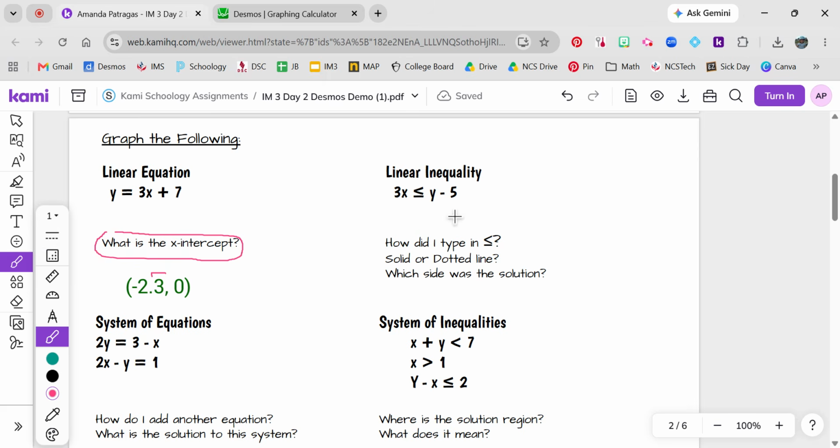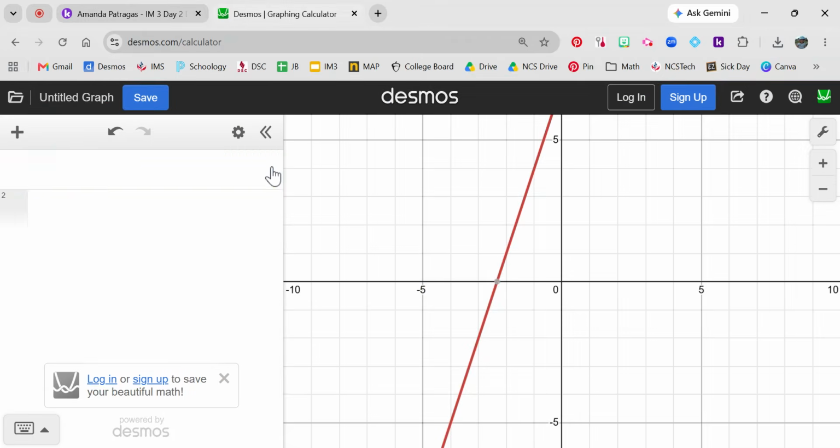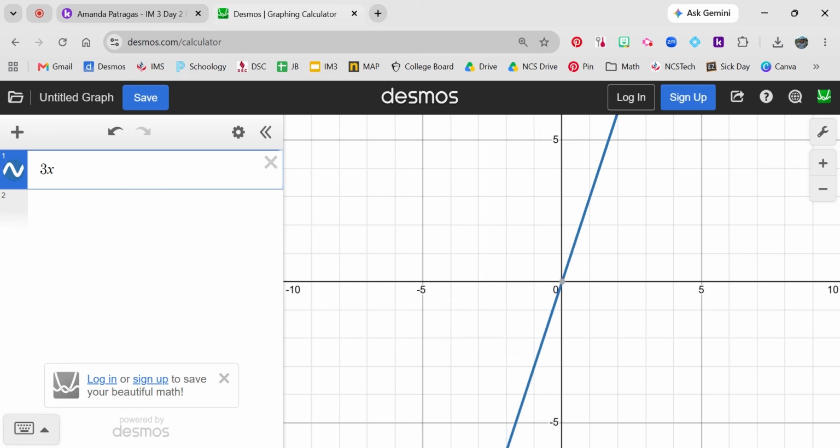All right, so let's look at our linear inequality here. We have 3x is less than or equal to y minus 5. So how do I type in the less than or equal to? Is it a solid or dotted line? And what side is the solution? I'm going to exit out that equation I had, and type in 3x is less than. I'm going to hit the less than button, which is shift and the button next to M. And if I hit the equal button, which is next to your backspace, it automatically connects those two together.